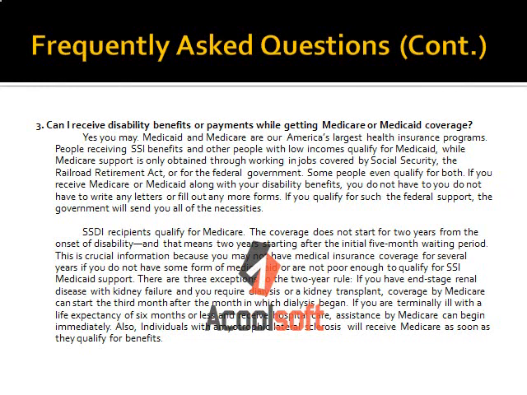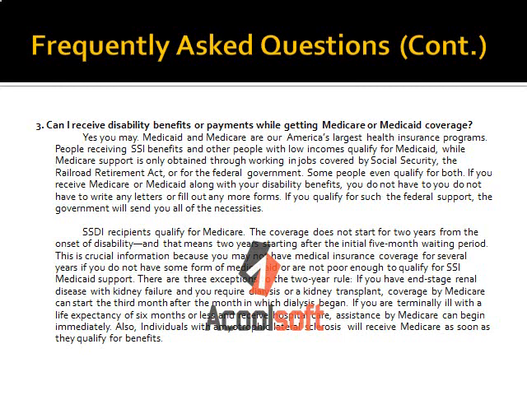If you receive Medicare or Medicaid along with your disability benefits, you do not have to write any letters or fill out any more forms. If you qualify for such federal support, the government will send you all of the necessities.